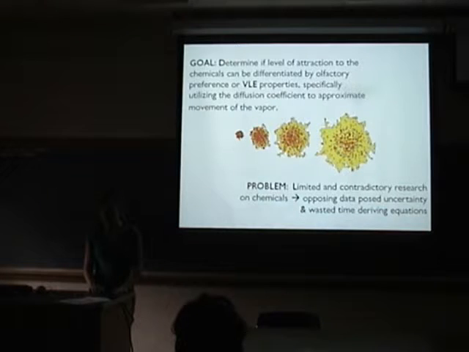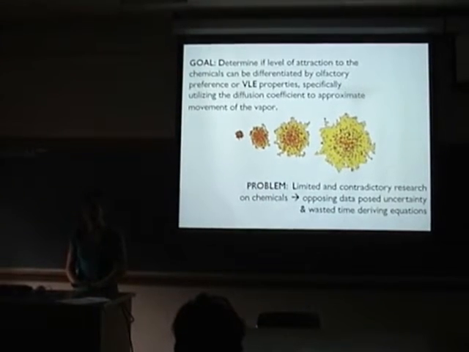So the goal of all this was to determine if the level of attraction of the flies was actually because of preference through their olfactory system, or if it was just the chemicals moving more quickly than each other. So I used vapor-liquid equilibrium properties to discover exactly how fast they move from their liquid phase to the gas phase, and then, as I mentioned before, their diffusion gradient, how fast that was moving.